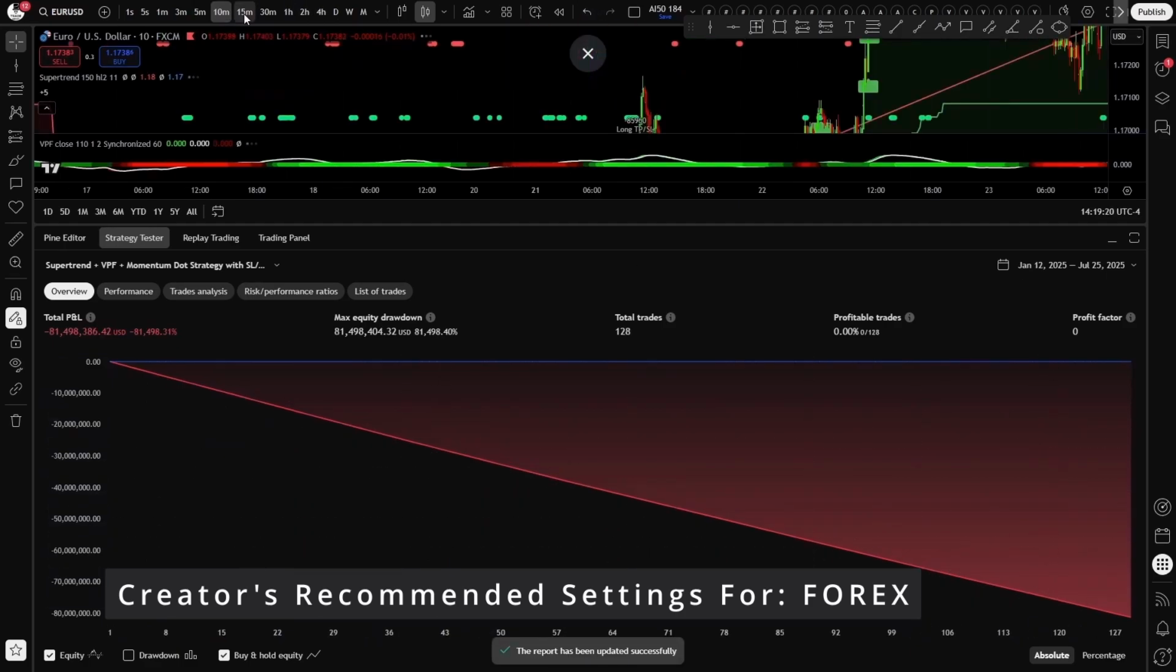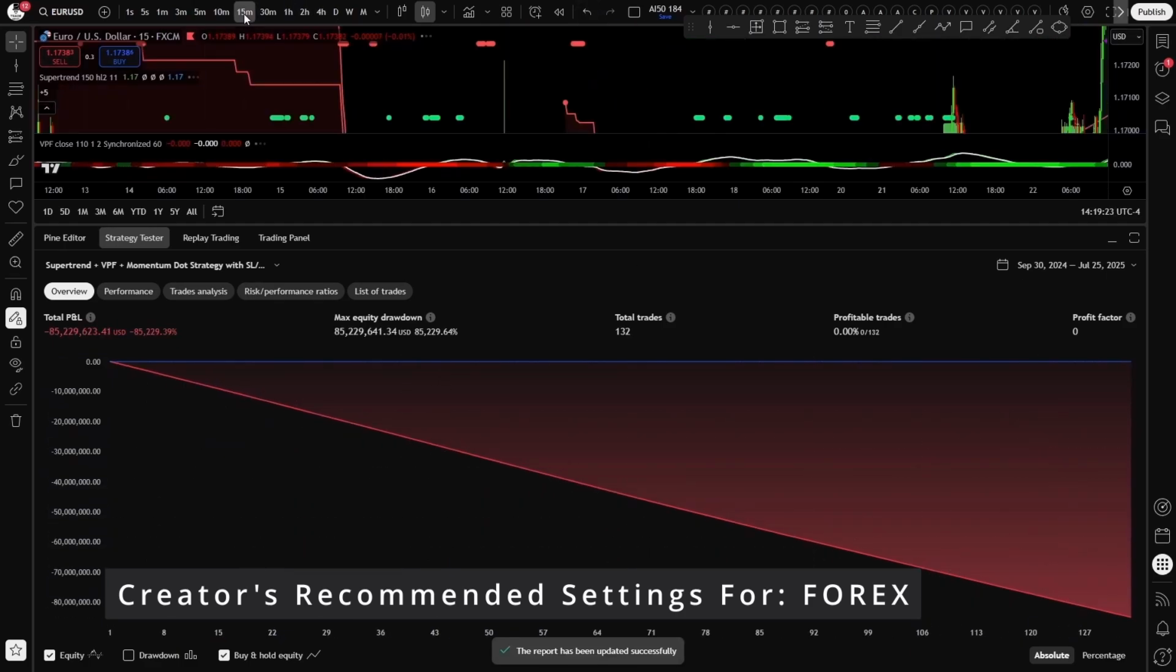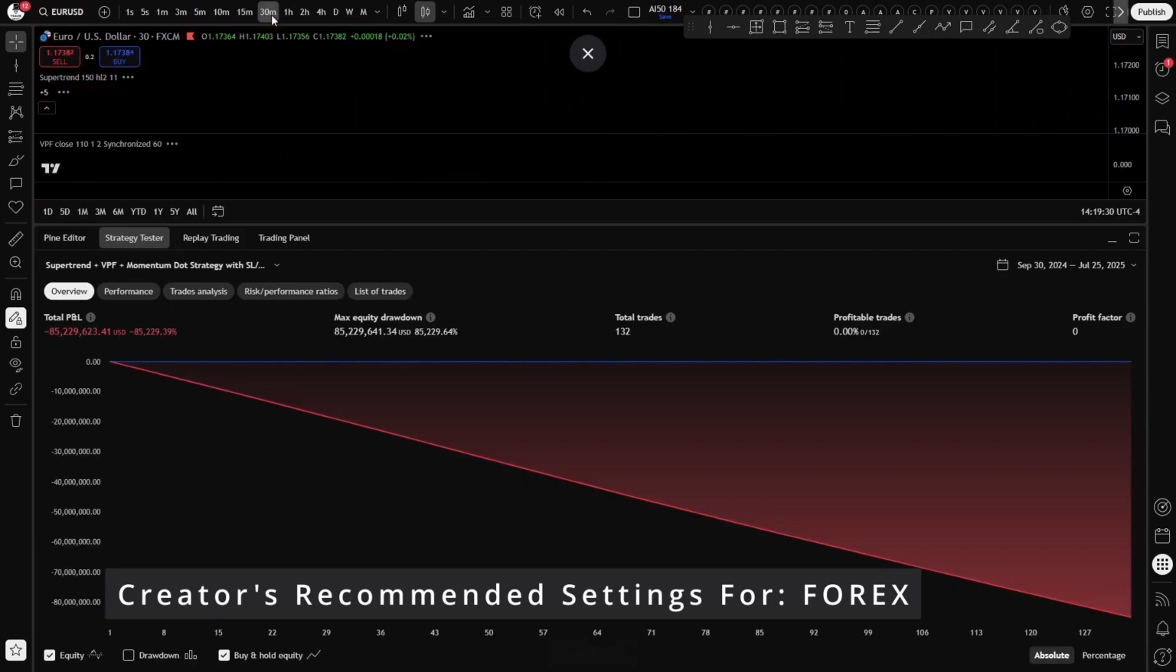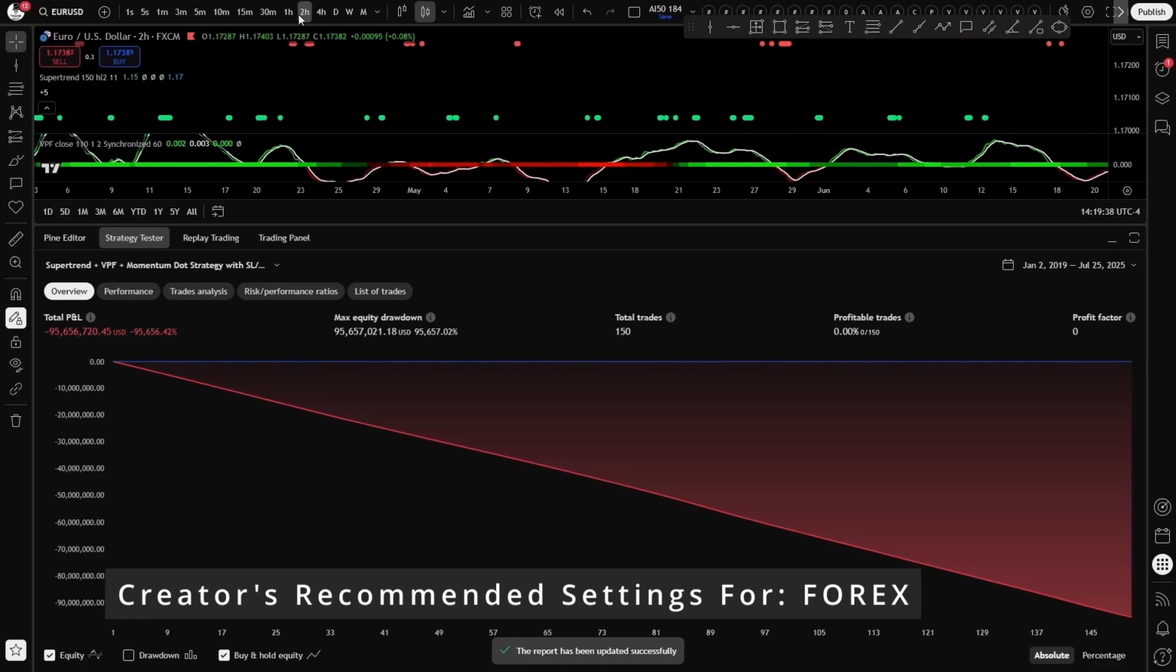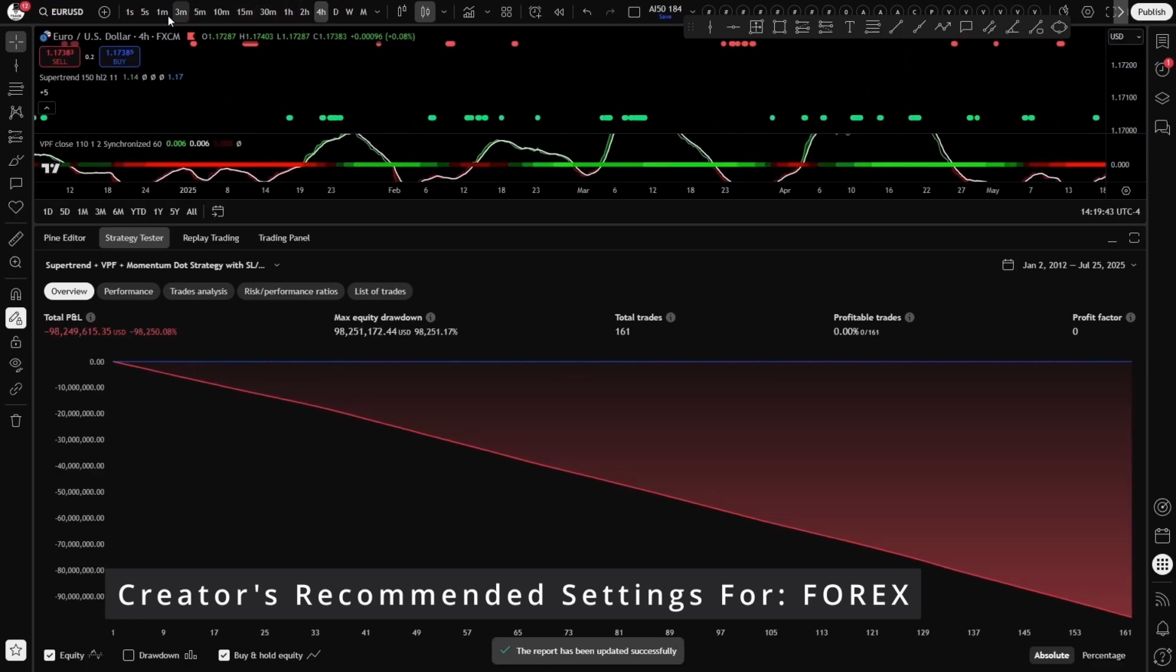What about the 10-minute chart? The case is the same. 15-minute, it's the same. 30-minute, the same. 1 hour, the same. 2 hour, the same. 4 hour, the same.